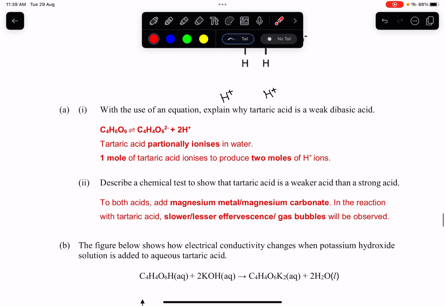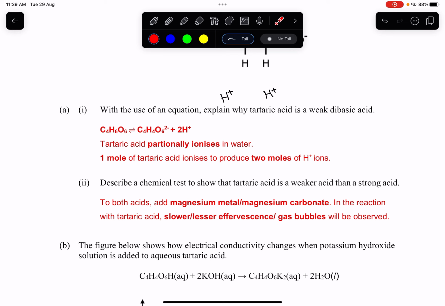Okay, for part 2, describe a chemical test to show that tartaric acid is weaker than a strong acid. So chemical test cannot be adding indicator. That is not a chemical test. So some of you managed to get it. You have to add something to react with the acid, and you observe the intensity of the reaction. So you can either add magnesium metal, or you use magnesium carbonate, or any suitable reactive metal.